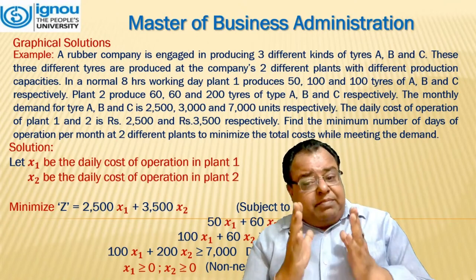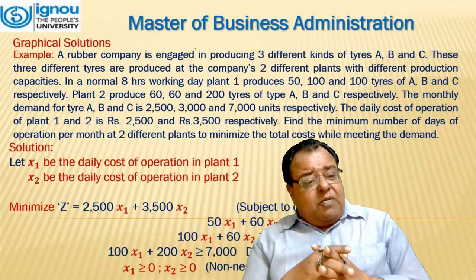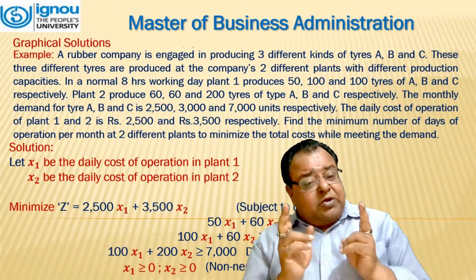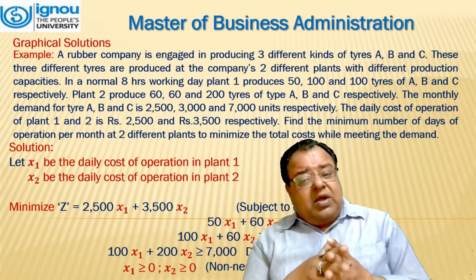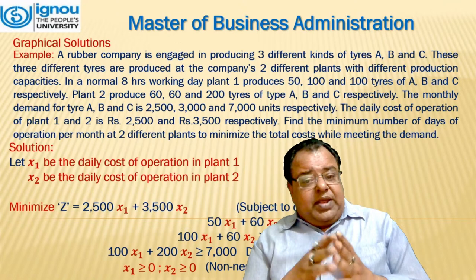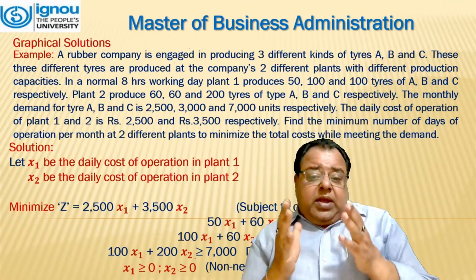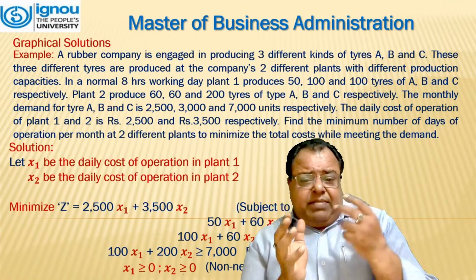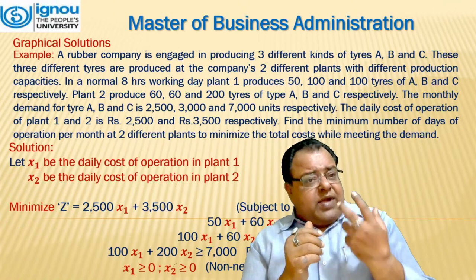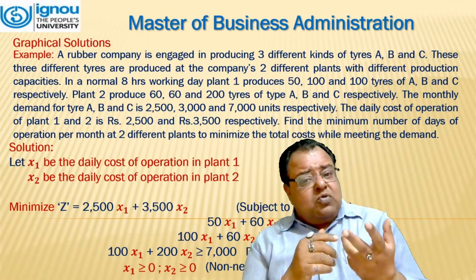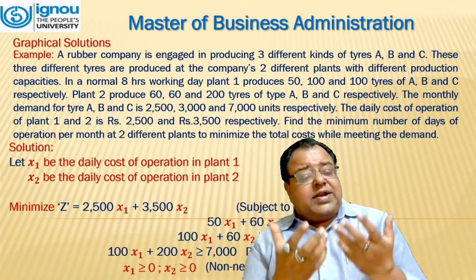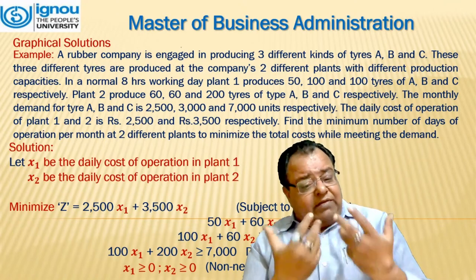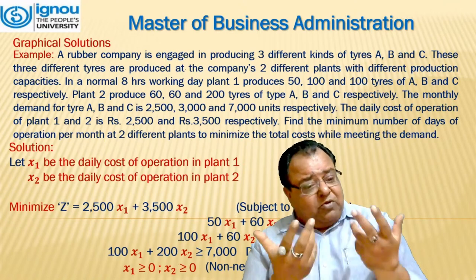Find the minimum number of days of operation per month at two different plants to minimize the total cost while meeting the demand. Now, here we can see that we are talking about three types of tires, and we have two plants. And what will be produced? Tires will be produced. And where will they be produced? They will be produced at two plants.